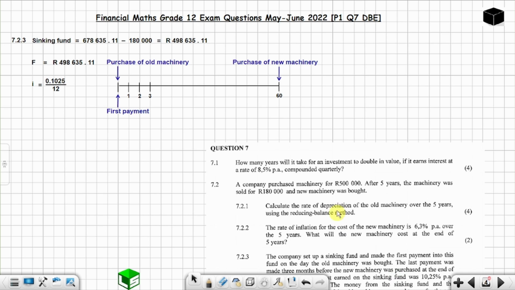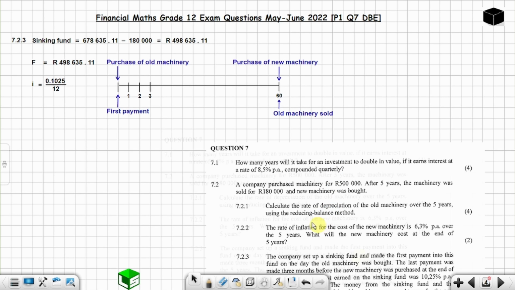So you can also see that the old machinery, this one, was sold after 5 years. Okay, after 5 years, the machinery was sold. Okay, so you have it there, it is purchased, and then after 5 years, the old machinery was sold. Okay, this is what you are told. You don't need to show all this information, okay? But I'm trying my best so that you can understand this question.